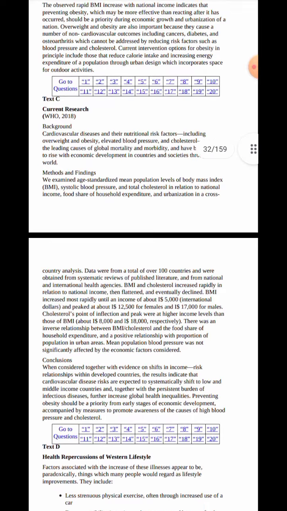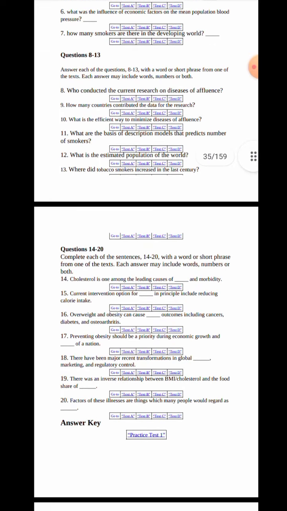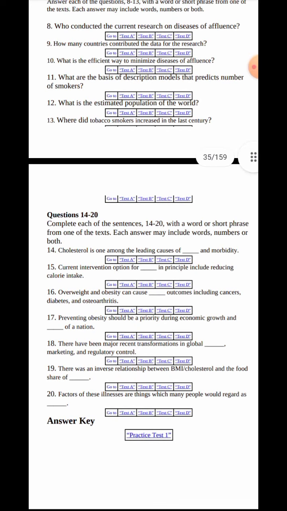So to complete question 14, you come here and put your answer, mortality, in the dash, nice and slow. Like that. So cholesterol is one among the leading causes of mortality and morbidity. That is how to go about it, guys. Now let's try question 15. Here we're talking about current intervention options for dash in principle includes reducing calorie intake.